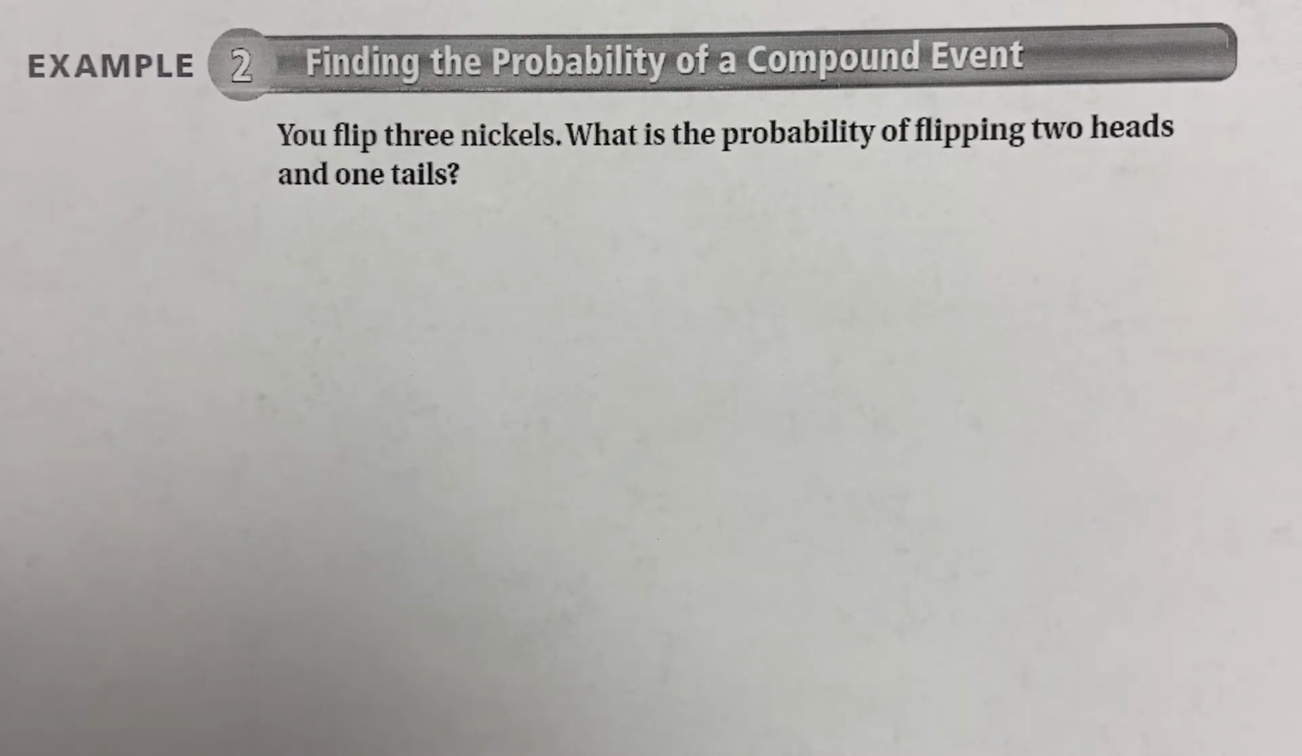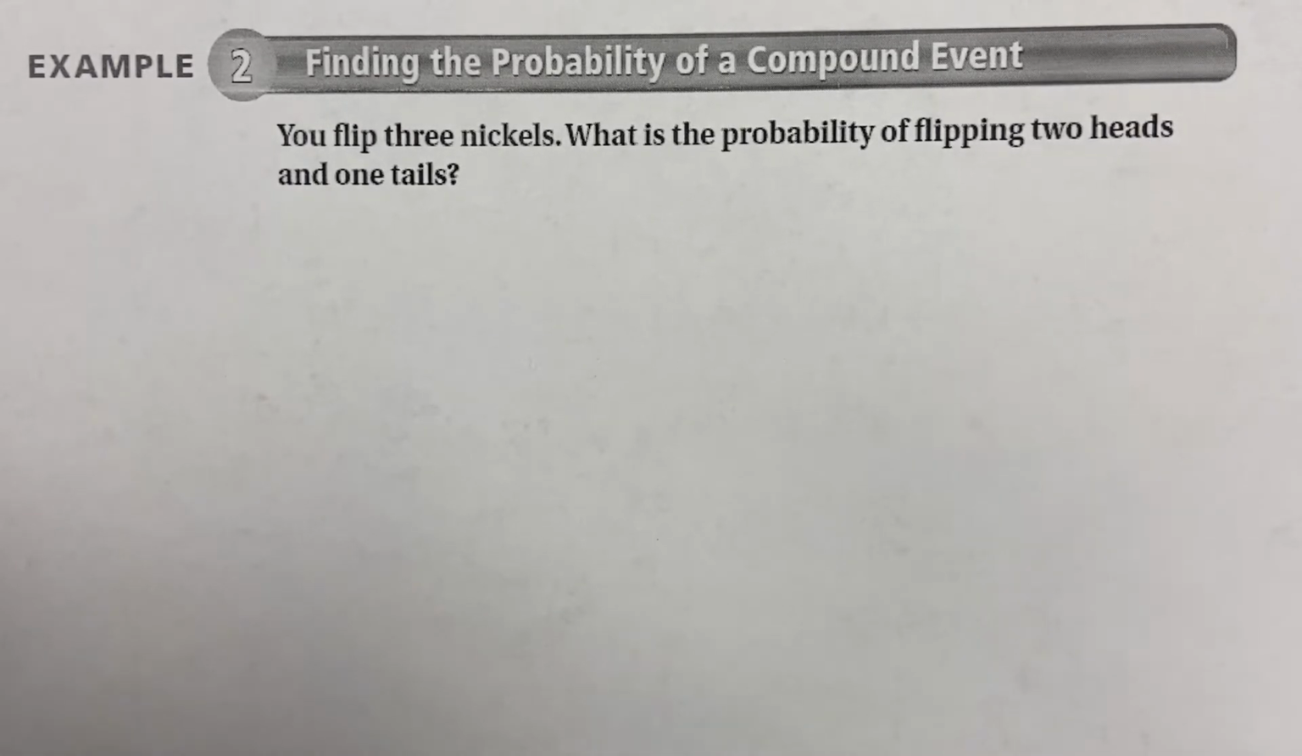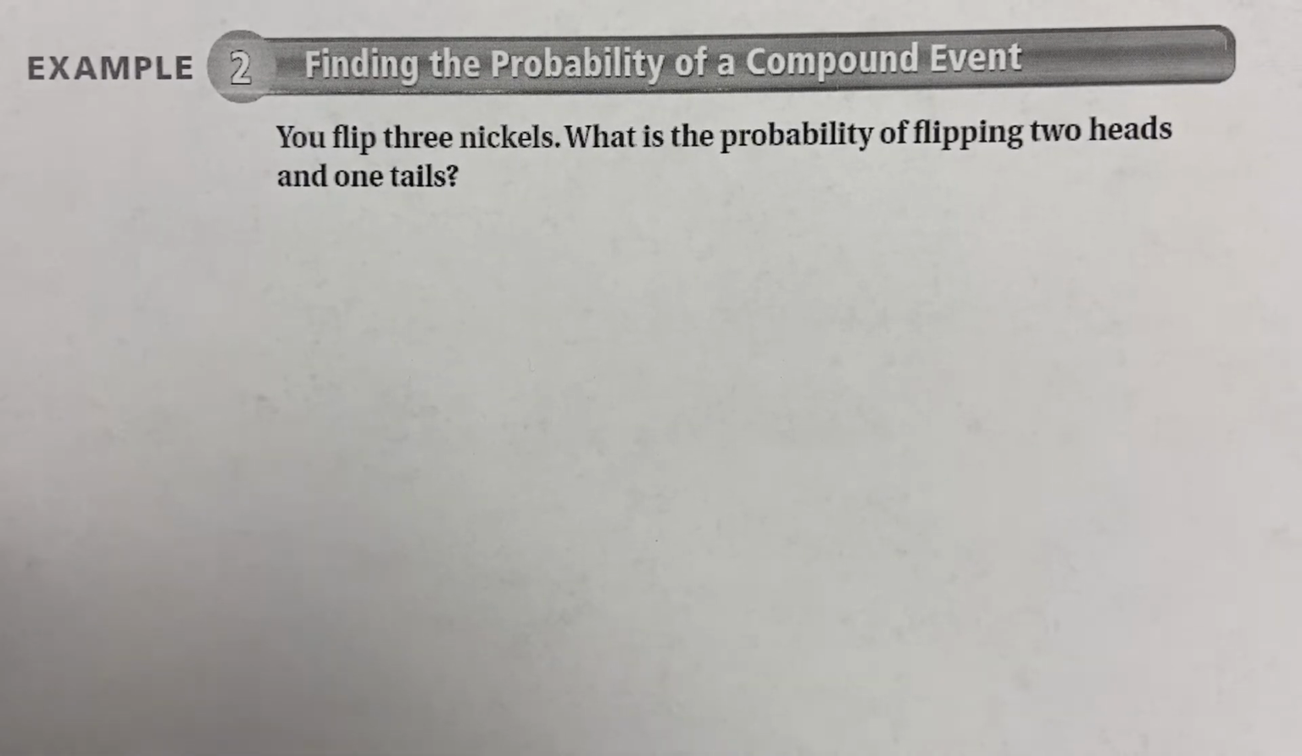Today we're talking about finding the probability of a compound event. Let's get right to it. So we're going to flip 3 nickels. What is the probability of flipping 2 heads and 1 tails? So what we're going to look at is the end result, anytime that ended with 2 heads, 1 tails after flipping 3 individual nickels.